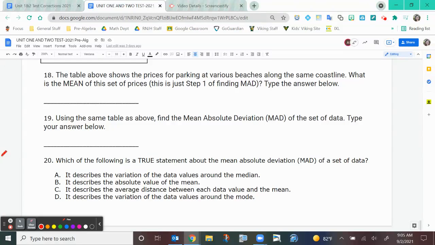Number 20, which of the following is a true statement about the mean absolute deviation of a set of data? So there's a lot of words on this. We're wanting to identify the definition of MAD.